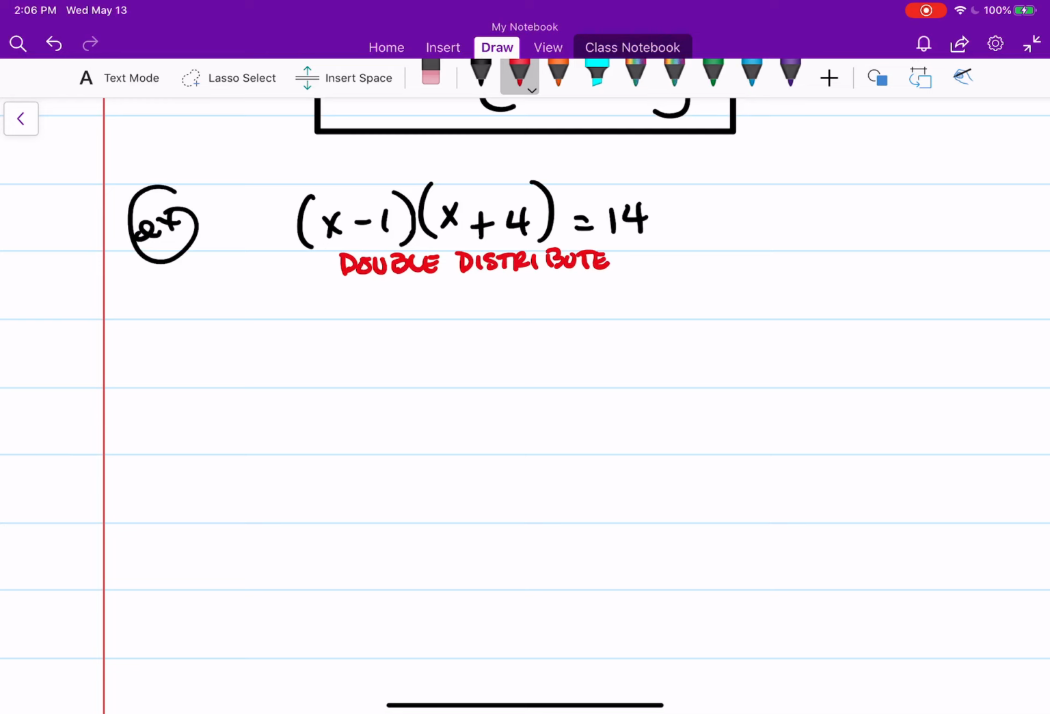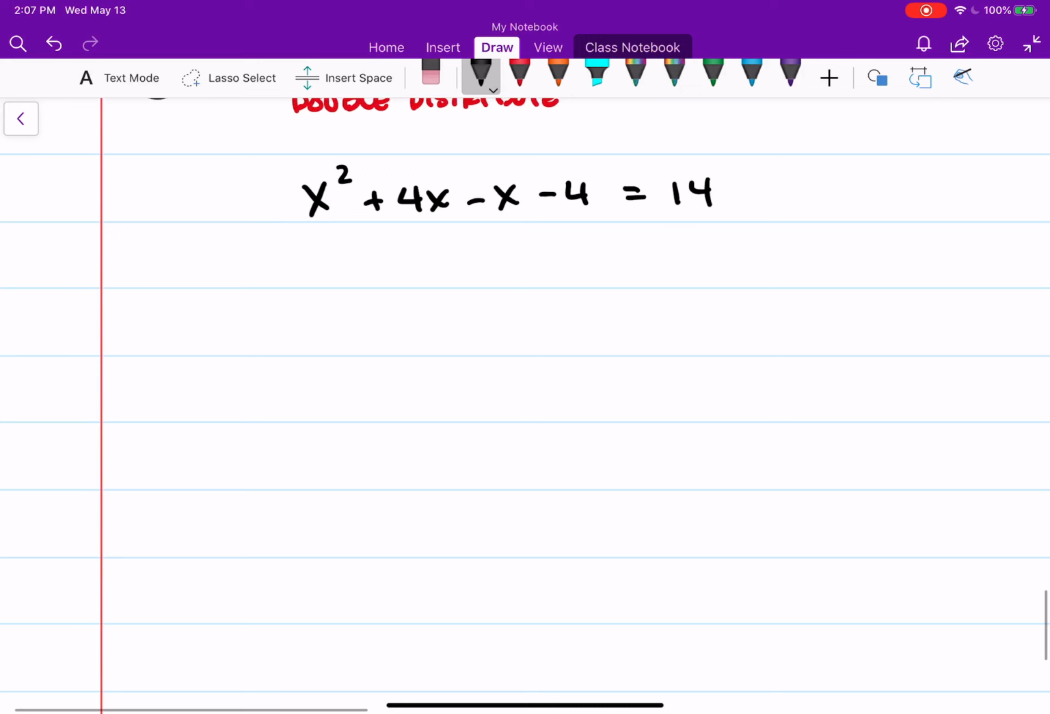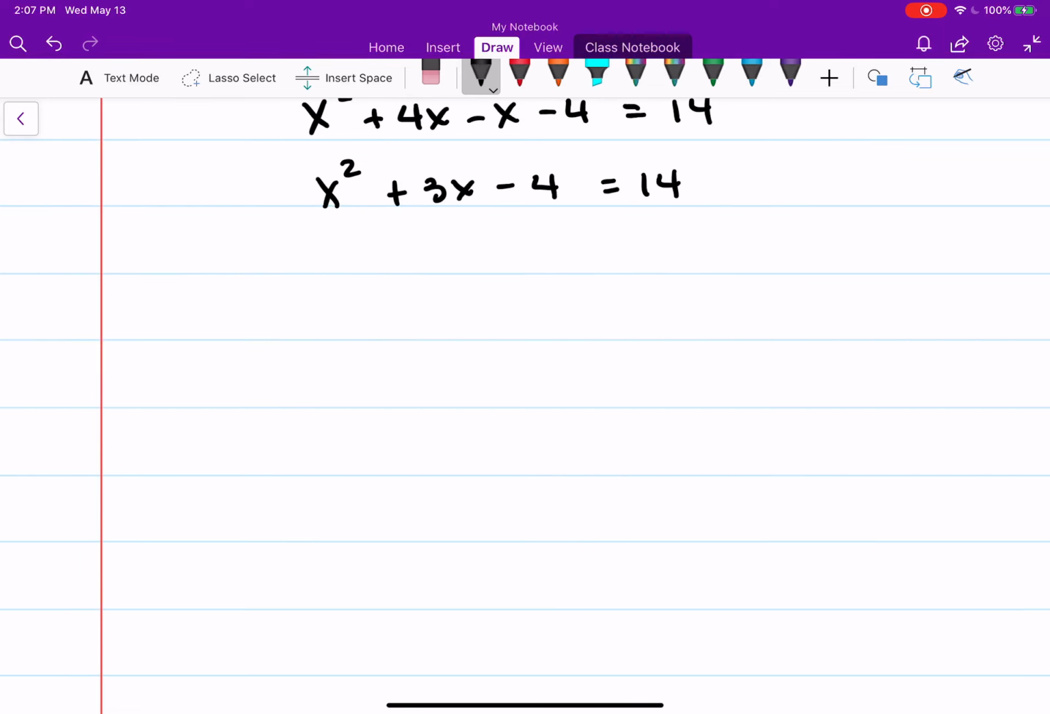Okay, so let me do this really quick. So I got to double distribute this. So this is going to be x squared plus 4x minus 4 is equal to 14. Combine like terms. Bring the 14 over by subtracting 14.